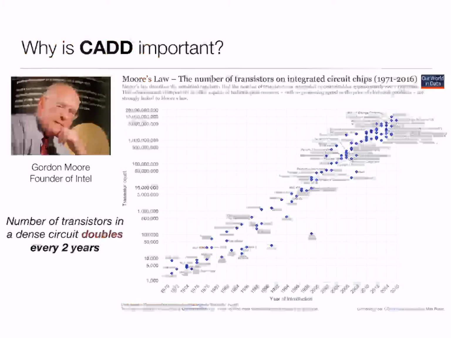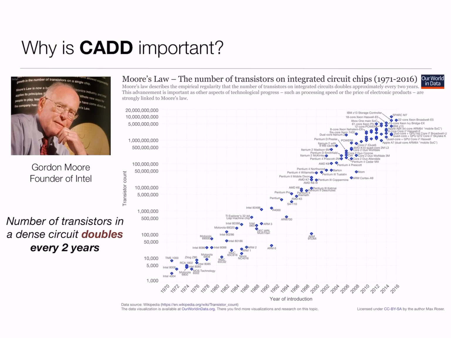So here is where the computer comes in. So what is CADD? CADD means computer-aided drug discovery or drug design. And why is CADD important?